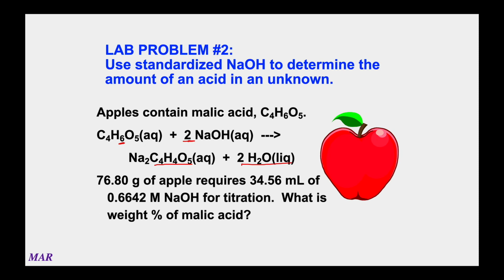Let's say we take 76.80 grams of apple and we mash it all up and we titrate it. We're going to titrate it with the 0.6642 molar sodium hydroxide we did earlier, and it takes 34.56 milliliters of that solution. We can use that information to find the weight percent of the malic acid. And what that means is, in that 76.80 gram sample, how many grams are malic acid. We can use this information to figure that out.